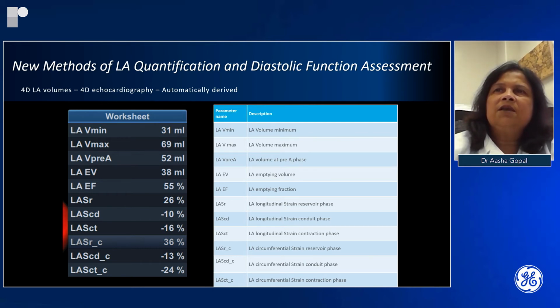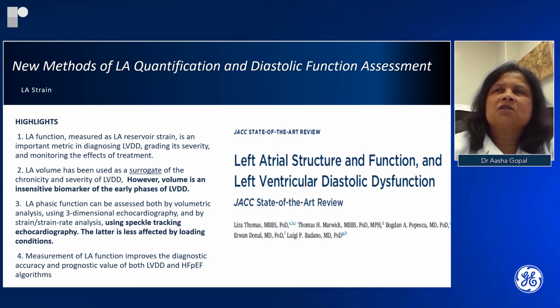So you can see here from this table that longitudinal and circumferential strains can be assessed volumetrically during all three phases, the reservoir phase, the conduit phase, as well as the contraction phase. Now, what are the advantages of strain compared to volume?